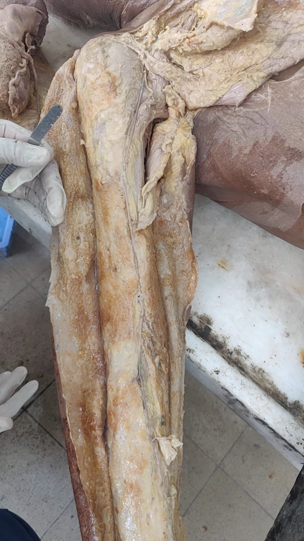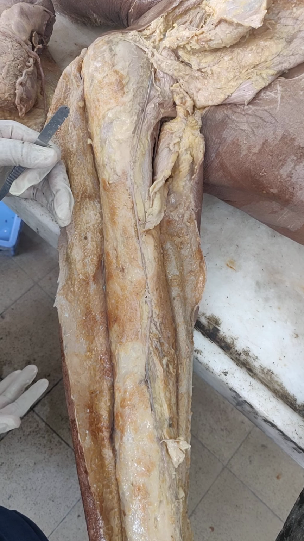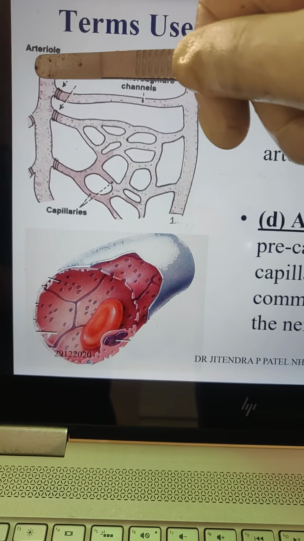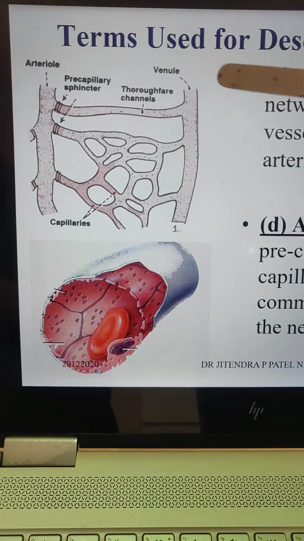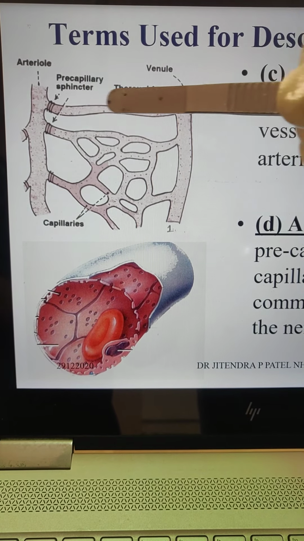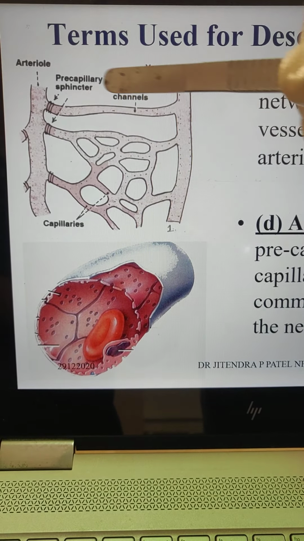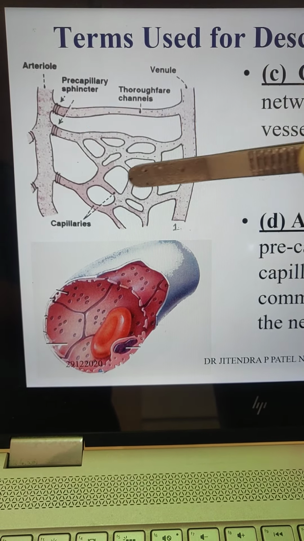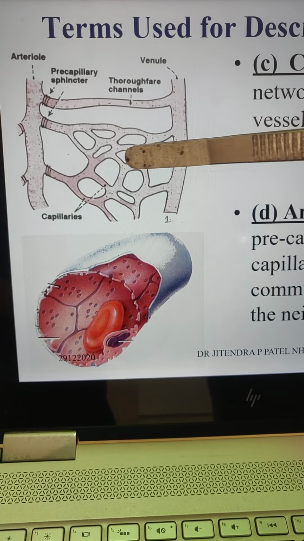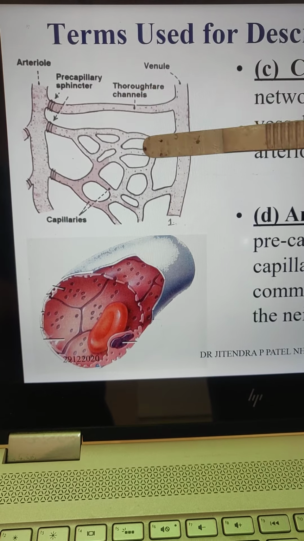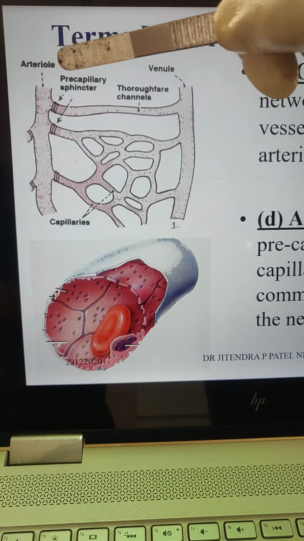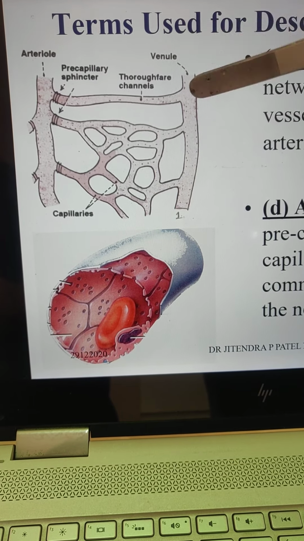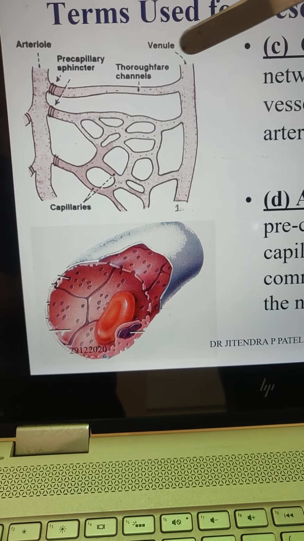Anastomosis is the precapillary and postcapillary communication between neighboring vessels. It is called anastomosis. Here you can see this is the diagram. This is the arterial end, this is the venule end, and this is the network of capillaries. It is a microscopic structure, and it is where the exchange of materials happens, mainly nutrition as well as carbon dioxide and oxygen. And whenever it is not required, arterioles connect directly to the venules through thoroughfare channels.